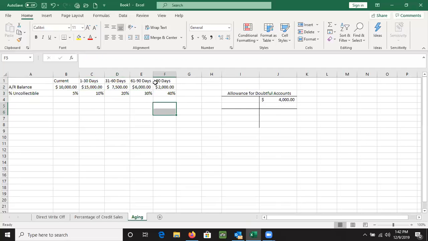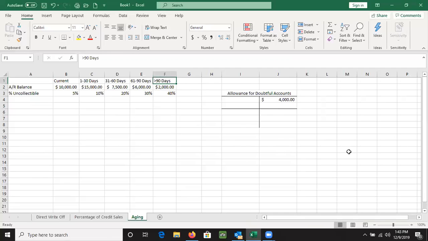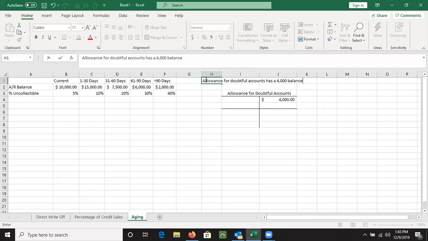Okay, you could go on for a year in days broken up, 2 years. I stop. I just put greater than 90 to make this real quick. Okay. So here's how we'll tackle this method. We're still going to assume allowance for doubtful accounts has a $4,000 balance.